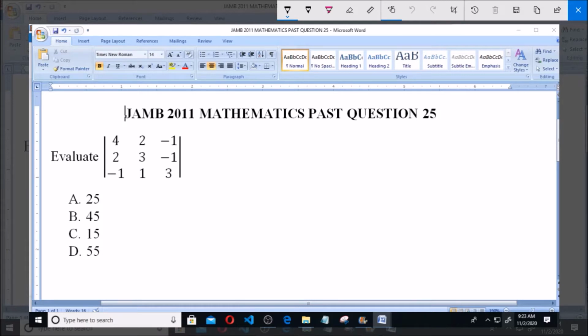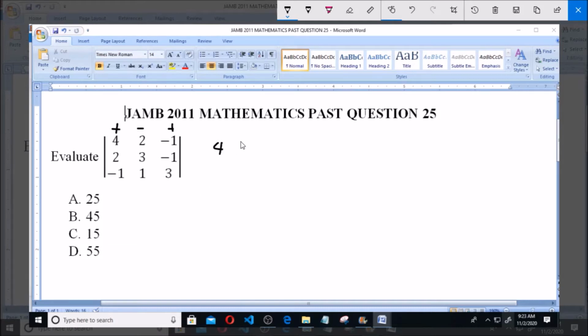Now we have a 3 by 3 matrix and we're asked to evaluate this, that is, finding the determinant of this matrix. Now we have 4, 2, minus 1, 2, 3, minus 1, and 1, minus 1, 3. Now there's a law that says that if you're picking this first, here will be plus, here will be minus, and here will be plus. So therefore we have what?